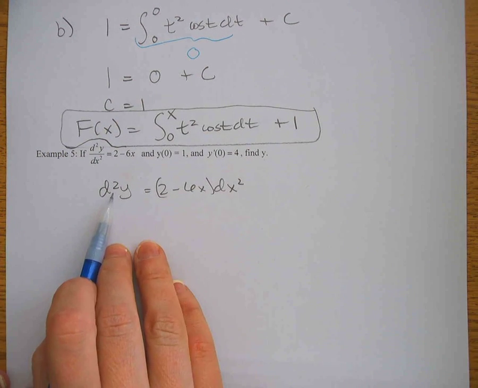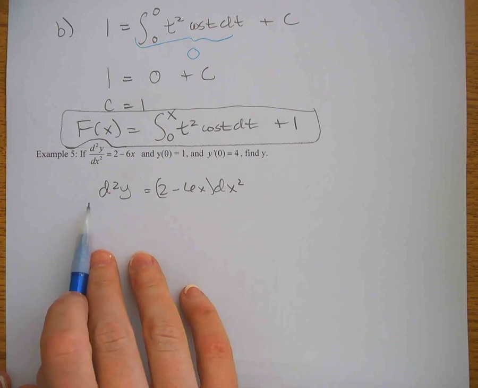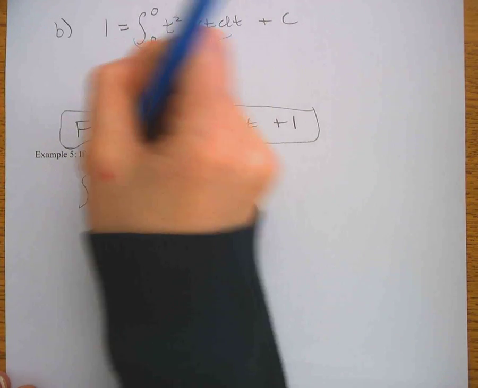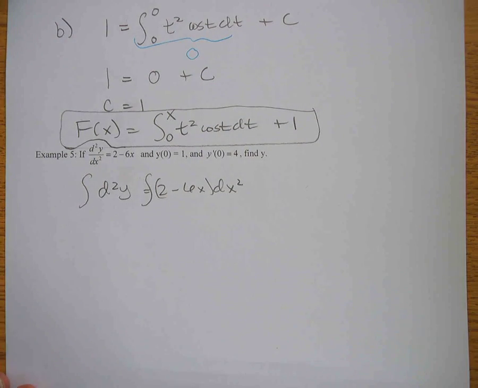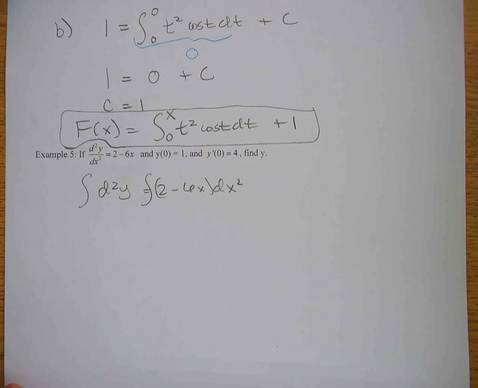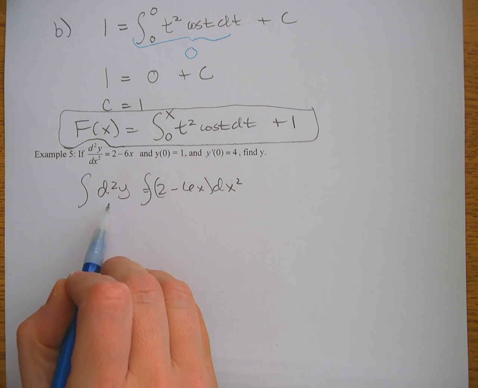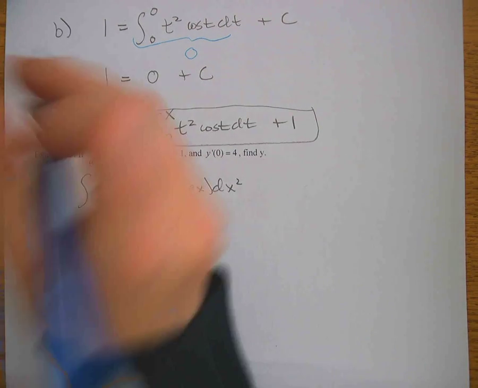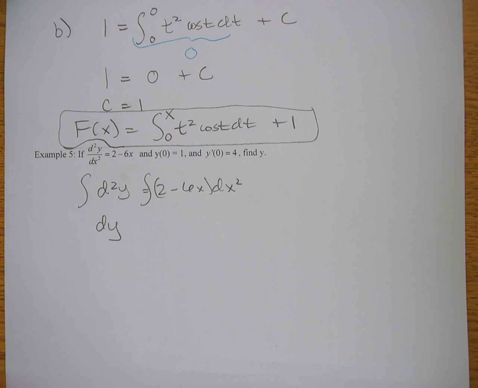So I've got the second derivative of y with respect to x. I begin by separating the variables, and I'm going to go ahead and integrate both sides. Actually, I don't really need the one here. The antiderivative of the second derivative of y would just be the first derivative of y. The little 2 goes away.